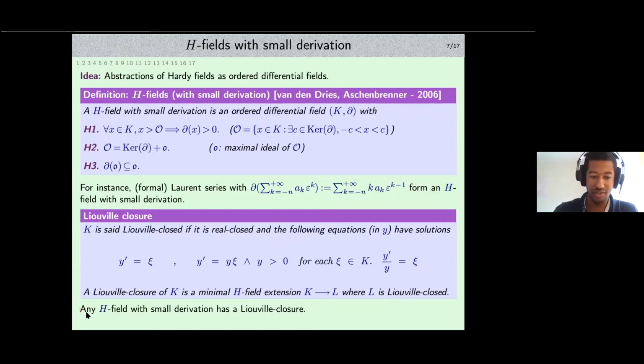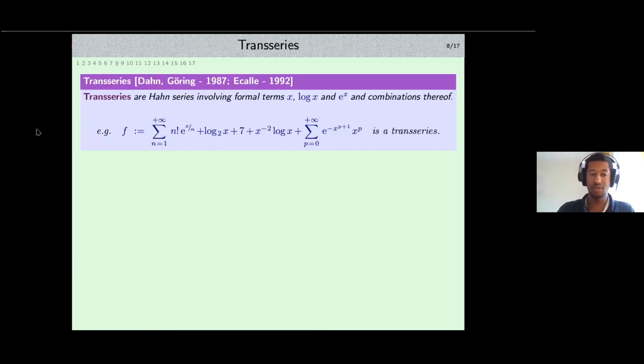I'm skipping a lot of interesting details here, but any H field, and in particular any Hardy field, has a natural UV closure. For H fields, there can be two UV closures, but I won't go into the details. So I try to present another example of H fields besides Hardy fields. This is our formal model. Those are transseries as defined by Dahn-Göring and Écalle independently. So there are formal series, Hahn series to be precise, which involve generalized power series, if you will.